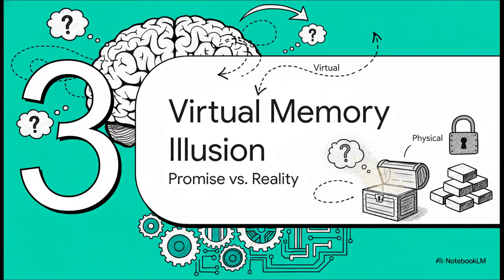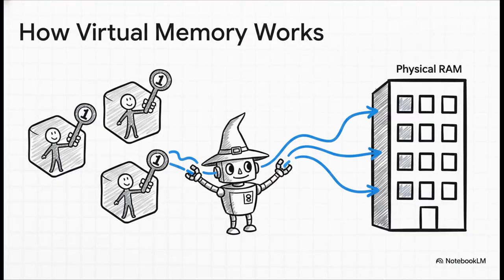All right, on to the next major piece of the puzzle. We need to talk about the difference between the memory a process thinks it has versus the memory it's actually using. And this, my friends, is the brilliant illusion of virtual memory. So get this. Every single process running on your machine believes it has the entire system's memory all to itself. It's living in its own private mansion.